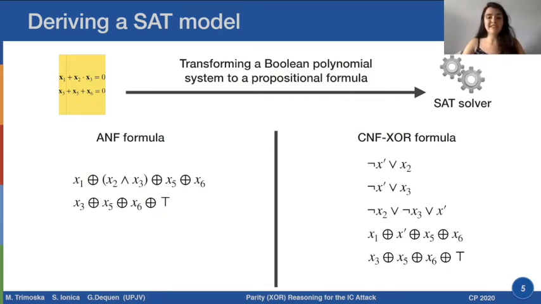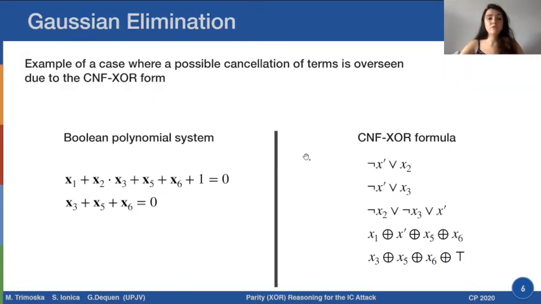Our solver is adapted to read both ANF formulas and CNF XOR formulas. Now, there exist solvers that are adapted to handle XOR constraints and also that perform Gaussian elimination. However, we have detected a case where Gaussian elimination is not as efficient in SAT solvers as in algebraic solving techniques. More specifically, we have detected a case where a possible cancellation of terms is overseen due to this CNF XOR formula or due to the way that SAT solvers are implemented. Let's look at this with an example.